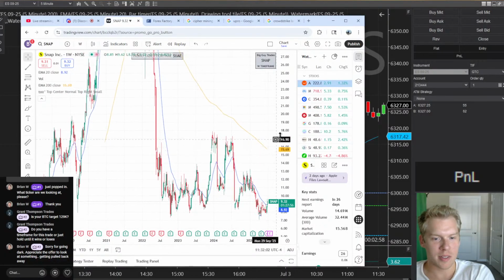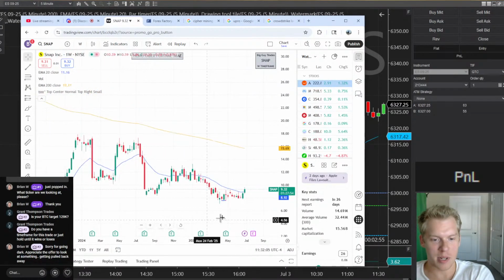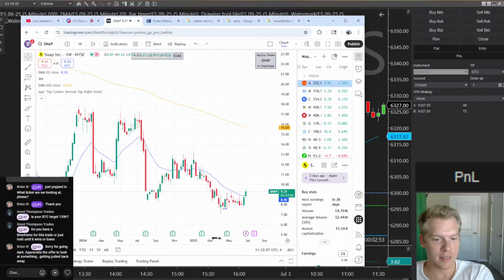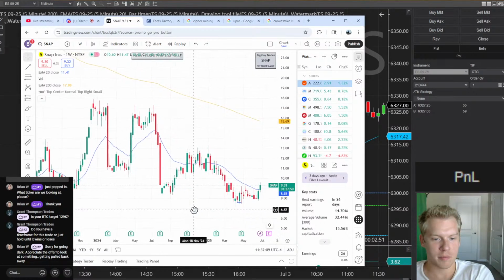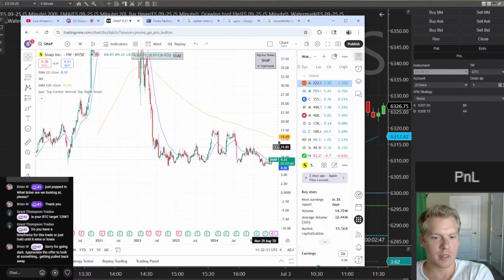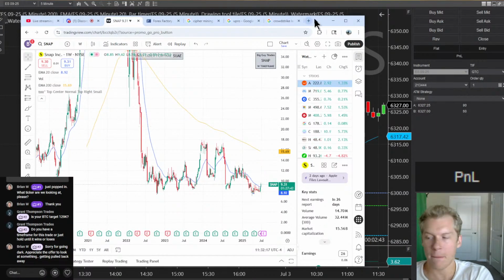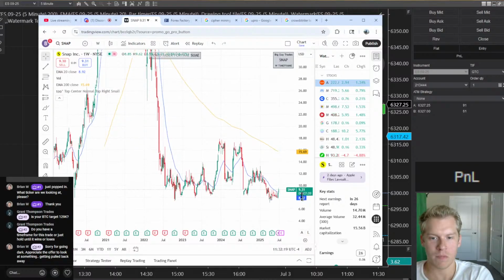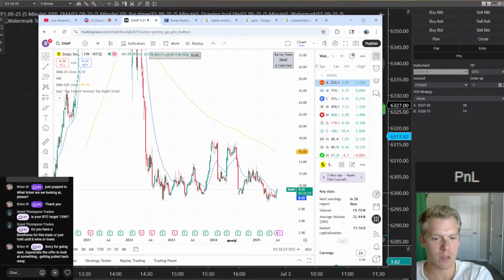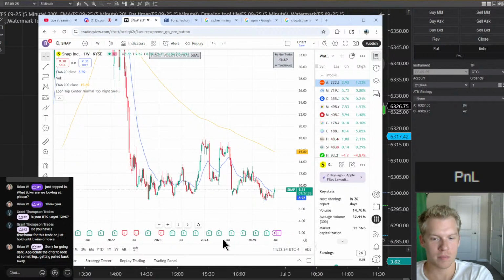I don't know, does one short Snapchat some way? I think so, because it's tough. It's definitely sitting in that range of like $9 and not really doing a whole lot. I think it's definitely shortable. I think it's pretty done and dusted.